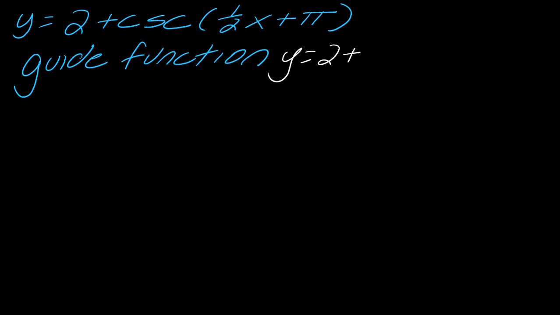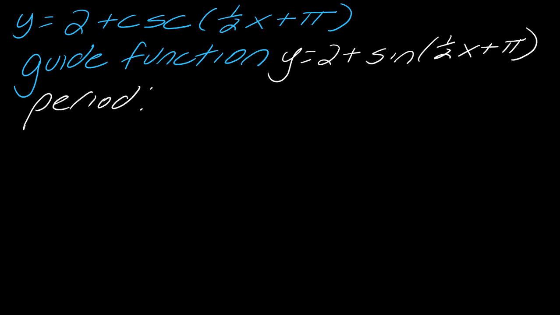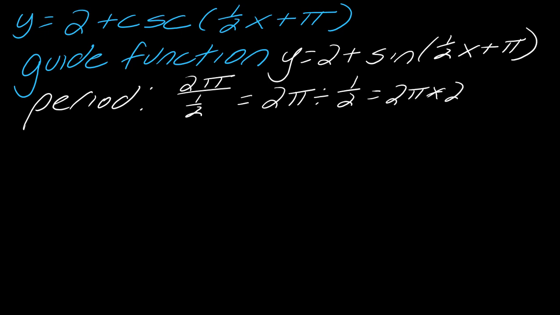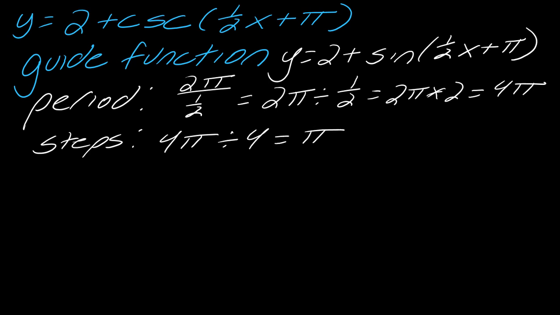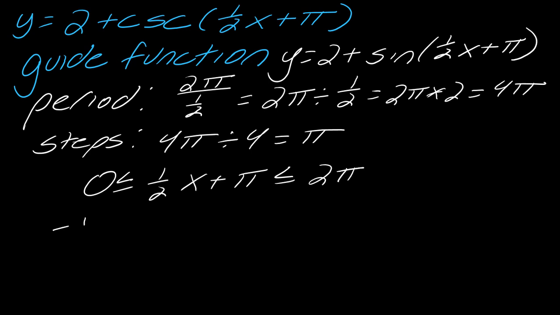Remember, cosecant and sine are reciprocals of one another. So I'm going to go ahead and just replace cosecant with sine, and I'm just going to do all the work to graph this new guide function. So my period in this case is going to be 2 pi divided by 1/2. So that's 2 pi times 2. So my period in this case is 4 pi. So the steps that I'm going to take are going to be 4 pi divided by 4, so nice whole number of pi steps. And then to figure out where my start and end is, I take the part that's inside the sine function and I wedge it between 0 and 2 pi, and then I solve.